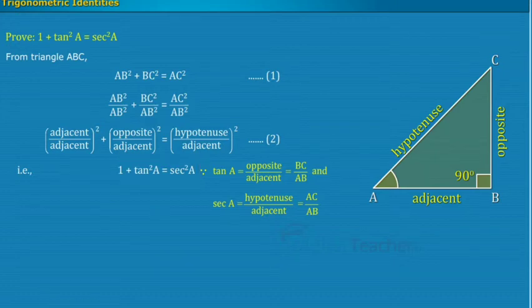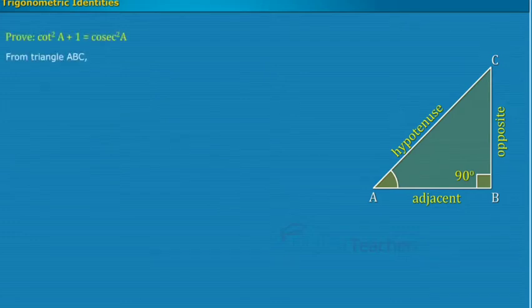Now, let us prove one more identity. Proof. Let us consider a triangle ABC with right angle B. From Pythagoras theorem, we have equation 1. Now, divide with BC square on both sides of equation 1. We get as shown on screen.